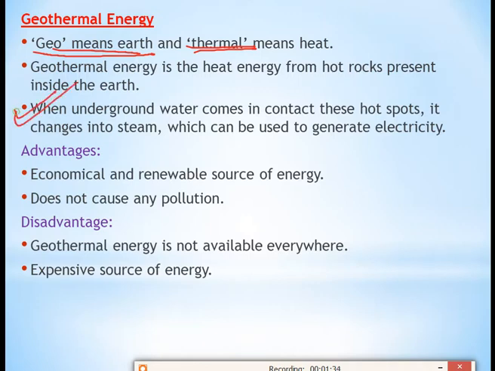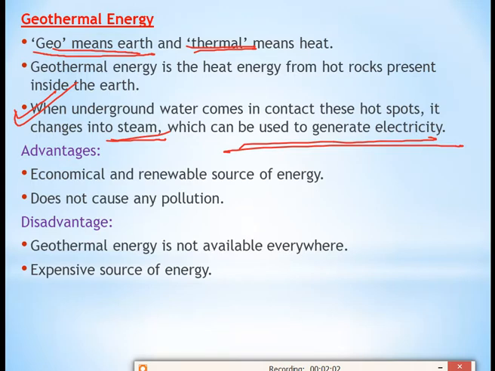When underground water comes in contact with hot spots, it changes into steam, which can be used to generate electricity. As you know, water is present inside the earth also. That water is called underground water. When the underground water comes in contact with the hot spots, meaning from where we get the heat, the water will be heated and changed into steam. That steam is used to generate electricity. From that steam we can get electricity.